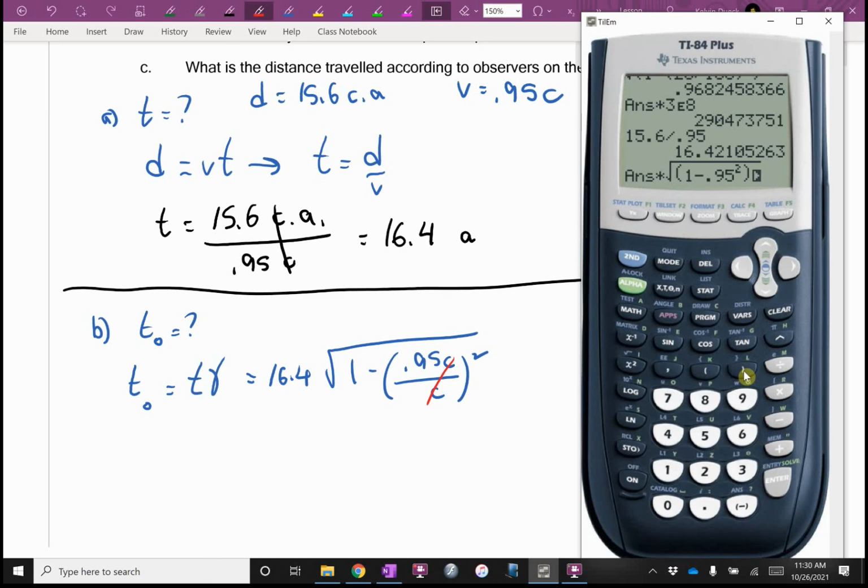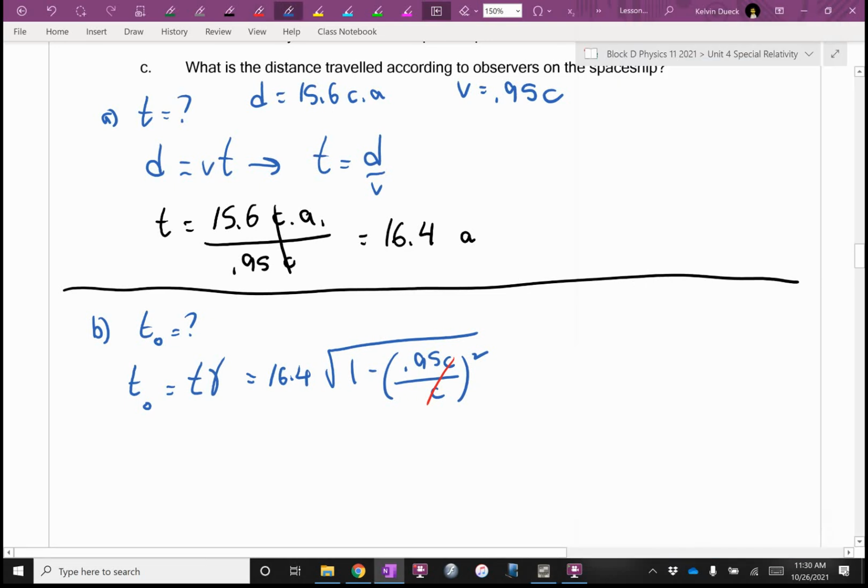How much time will elapse on the spaceship? I get 5.13. Is that right? Someone else? I might have made it wrong. Am I right? I see people nodding. Okay. Cool.